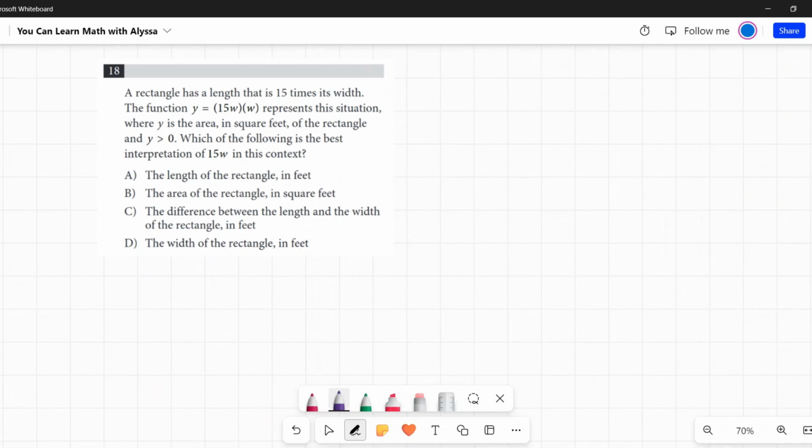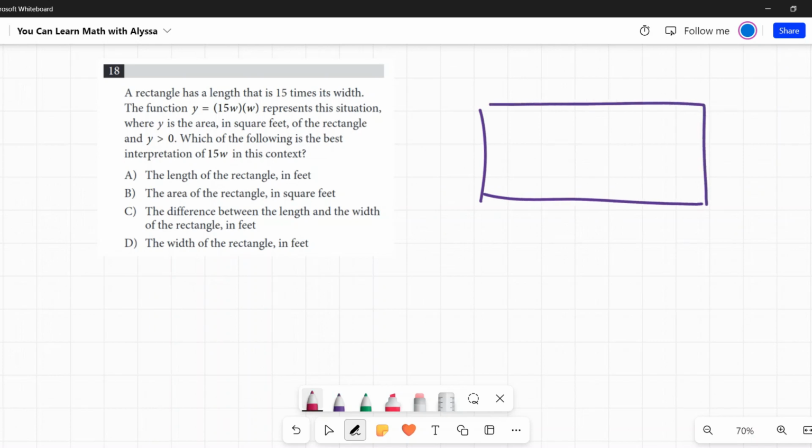Number 18. A rectangle has a length that is 15 times its width. I always start drawing the instant they tell me I have a shape of some sort. It has a length that is 15 times its width. So this is my width, and this is going to be my length. The function y equals 15w times w represents this situation.